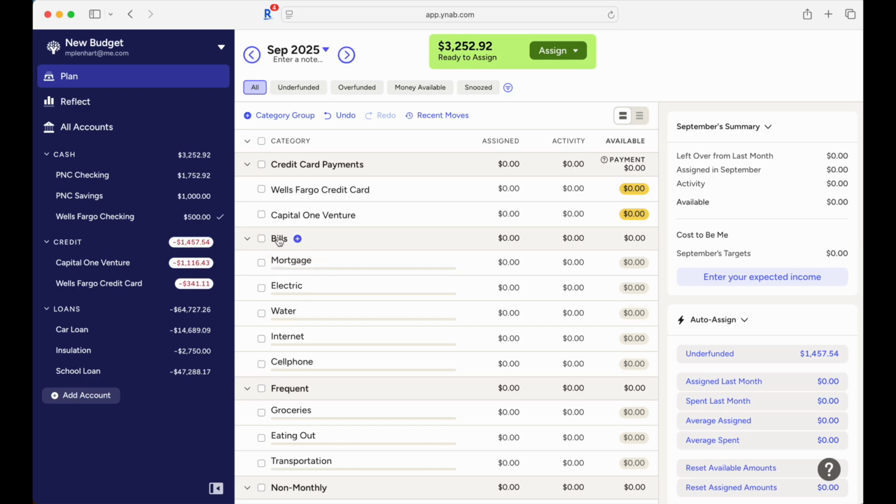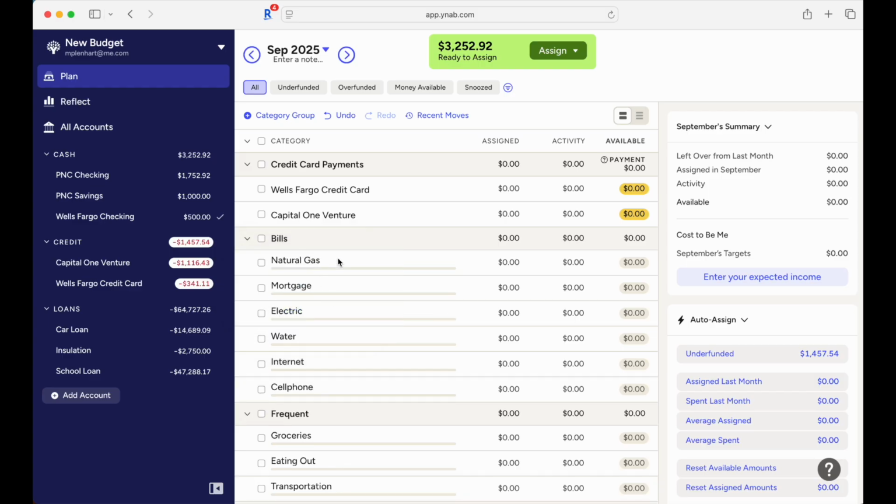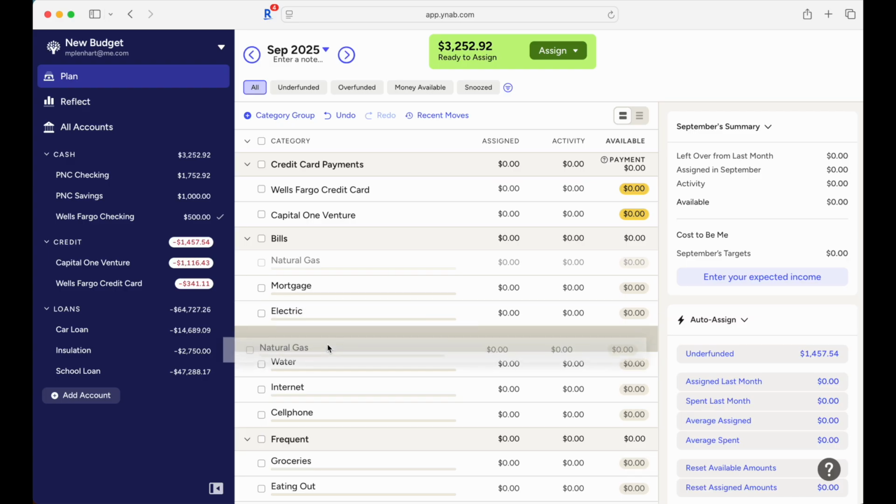So up here by the category group name, there's a blue circle or purple, whatever they call it, the circle with the plus. And I'm just going to go ahead and add a new category here. And we also have natural gas in our home. So we will have a natural gas bill. So I'll go ahead and put that by the electric.